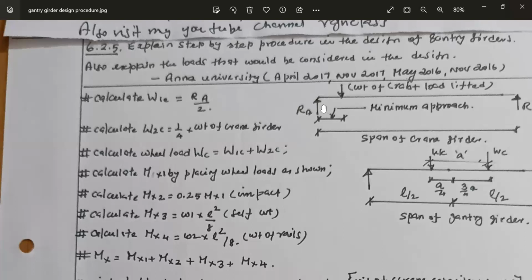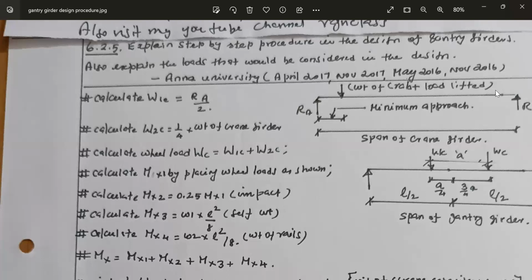This gantry girder is the unit which is supported in an industrial shed between the two columns. The gantry girder will be running along the length of the building. The gantry girder is supported on the columns by means of a bracket. Then there is one crane girder. It is in the transverse direction, in the cross direction of the building.